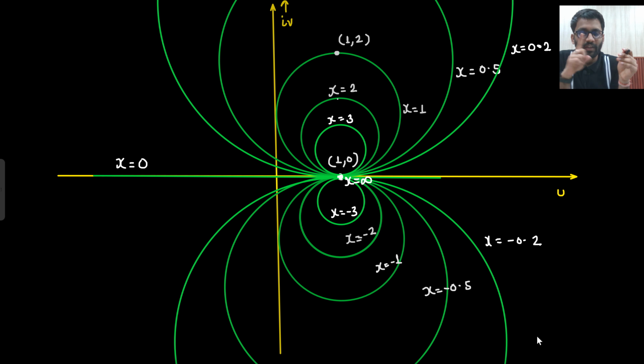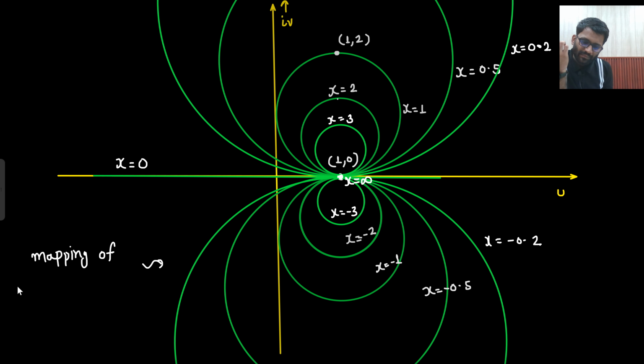So what have we done? We have done the mapping of the reactive part of normalized load impedance ZL dash on the complex gamma plane, right? So this is what we have done. Mapping of the reactive part of ZL dash on the gamma plane, or you can say the complex gamma plane.